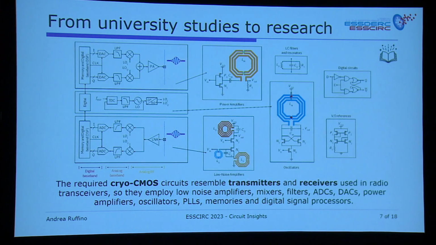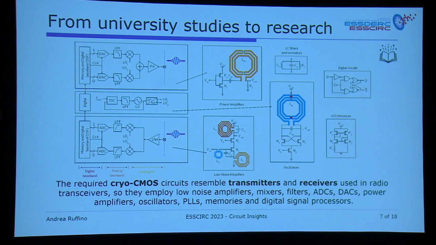But what kind of circuits are used for cryogenic CMOS circuits for quantum? The circuits that are required resemble, roughly speaking, transmitters and receivers which are used in radio transceivers. So they employ circuits which you might be familiar from RFIC design courses, such as low noise amplifiers, mixers, filters, and also mixed signal circuits, such as analog to digital converters, digital to analog converters, or oscillators, PLLs, and also there is quite a bit of need for digital circuits, such as memories and digital signal processors.